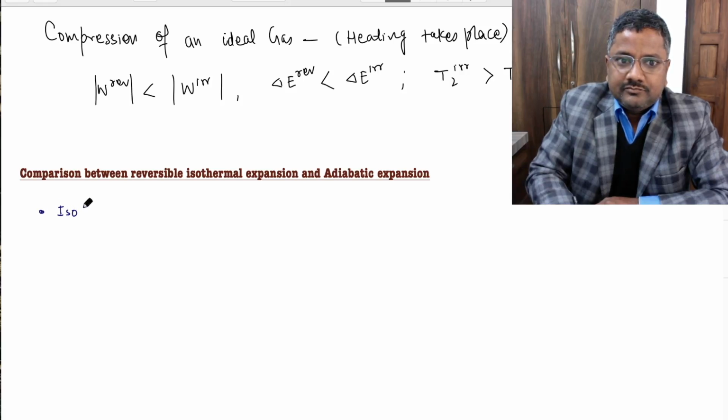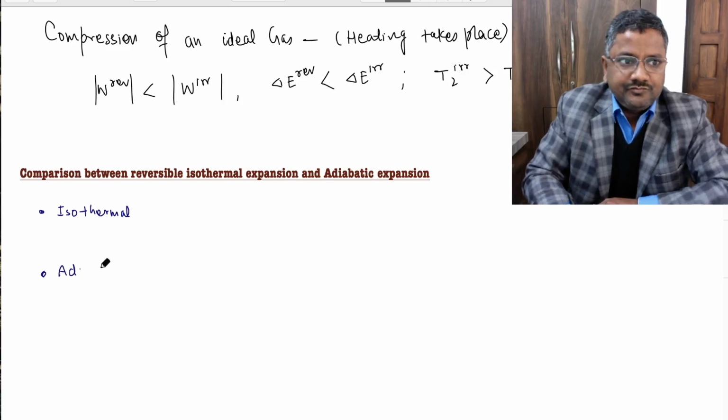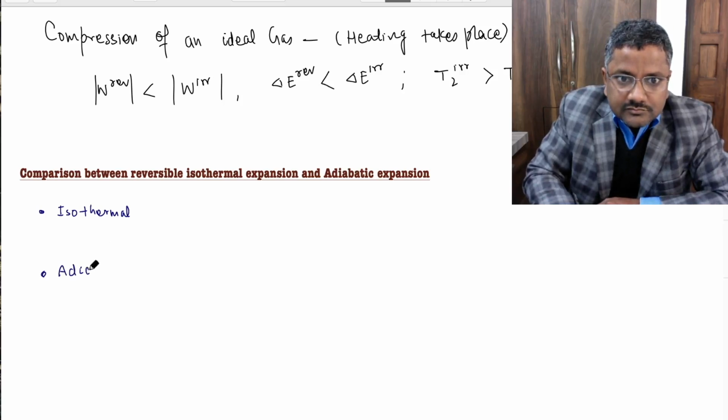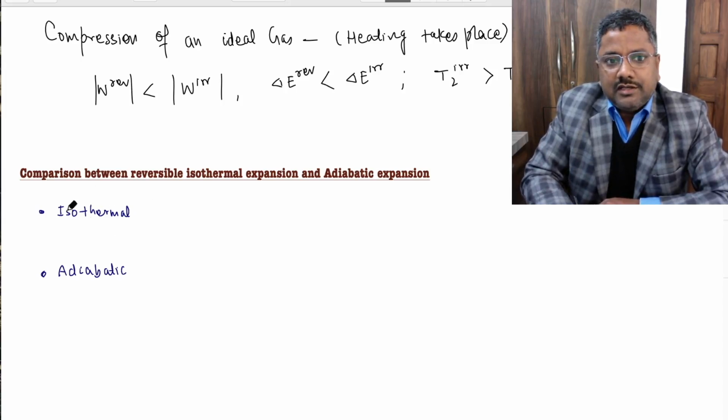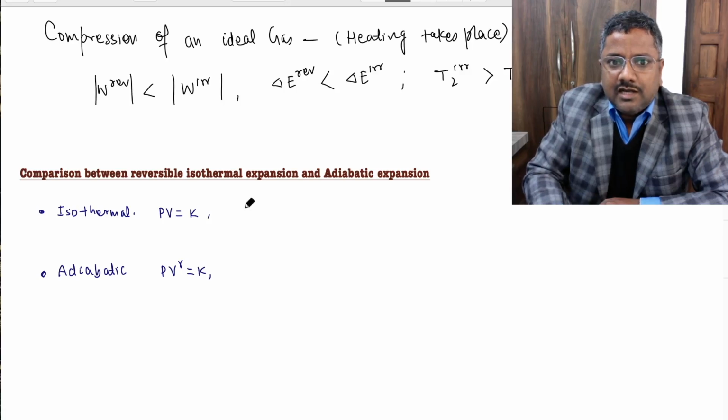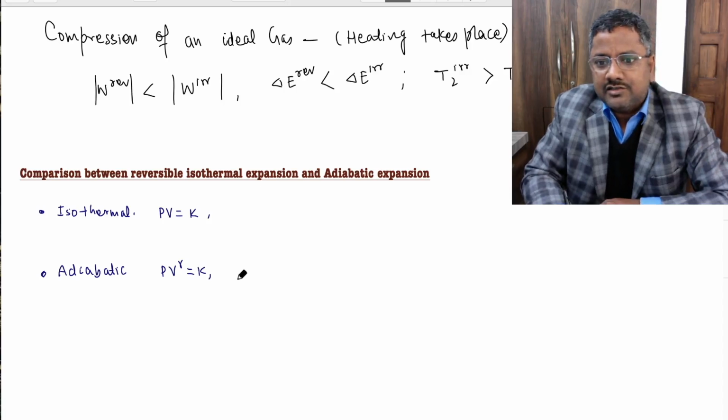This is very important: if we take two different paths, one isothermal and the other adiabatic, what is the basic difference between them? In isothermal, temperature is constant, but here there is no constant temperature. So in the isothermal case, PV is equal to constant, and in the adiabatic case, PV to the power gamma is equal to constant. And here T is constant, but here T is not constant.